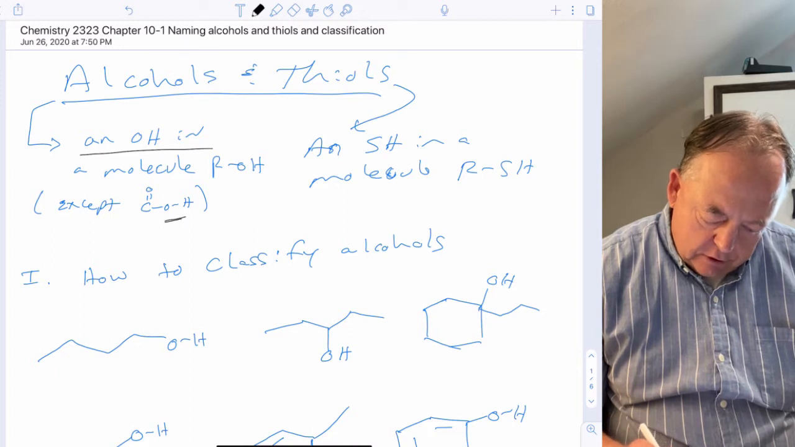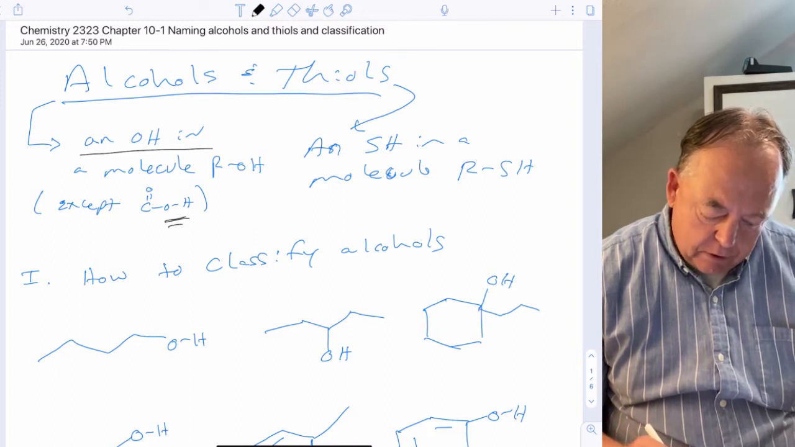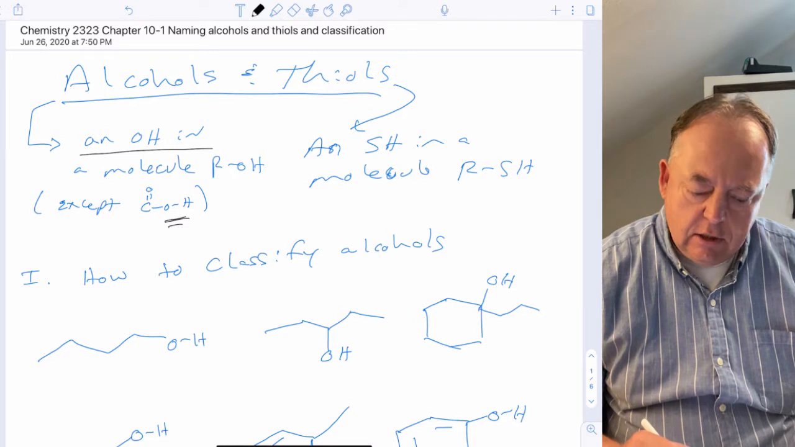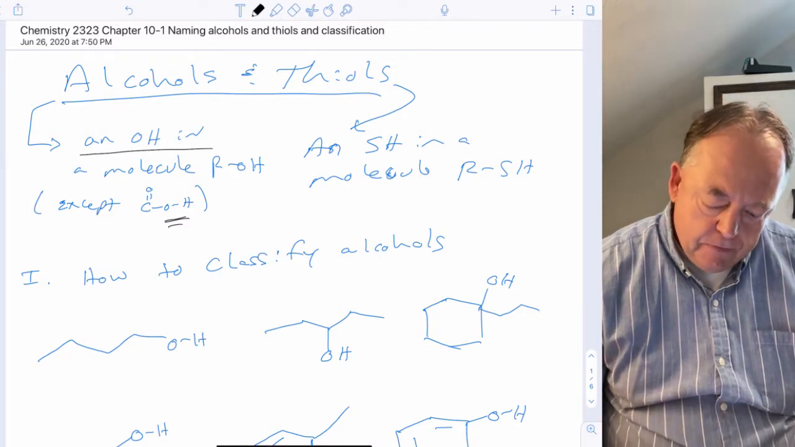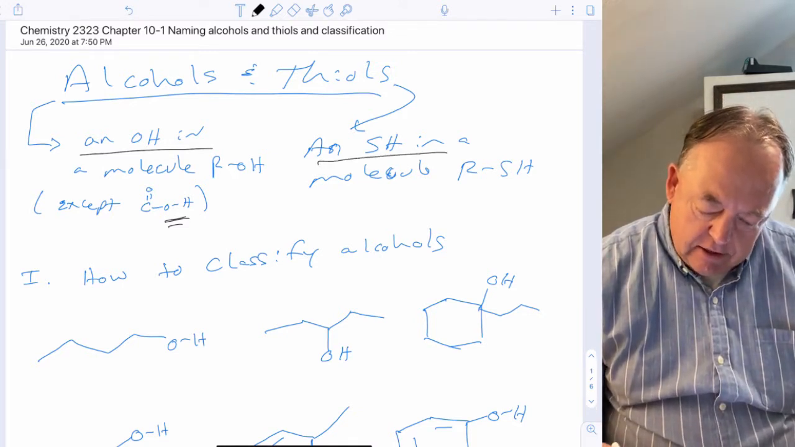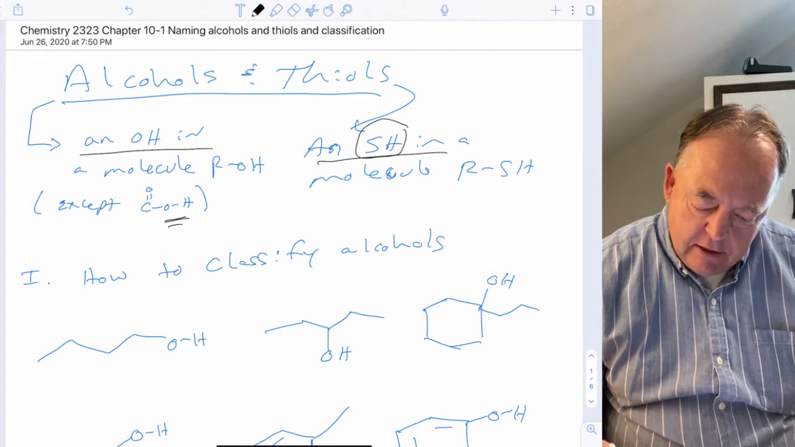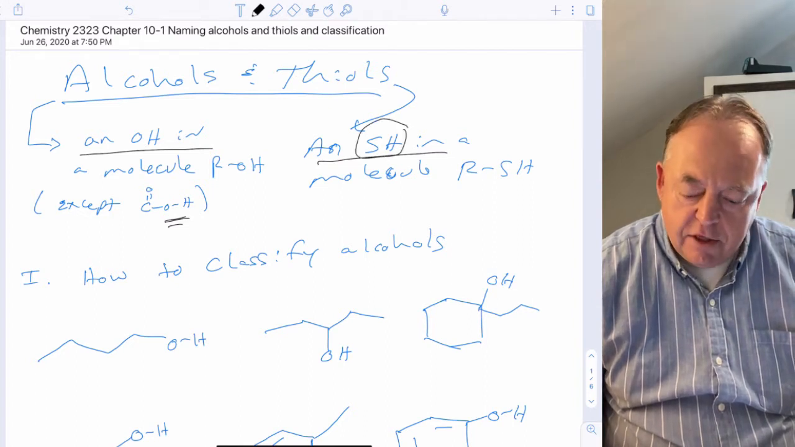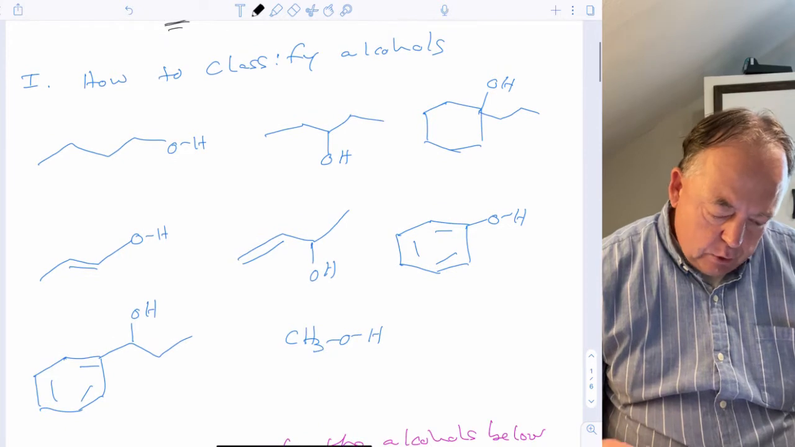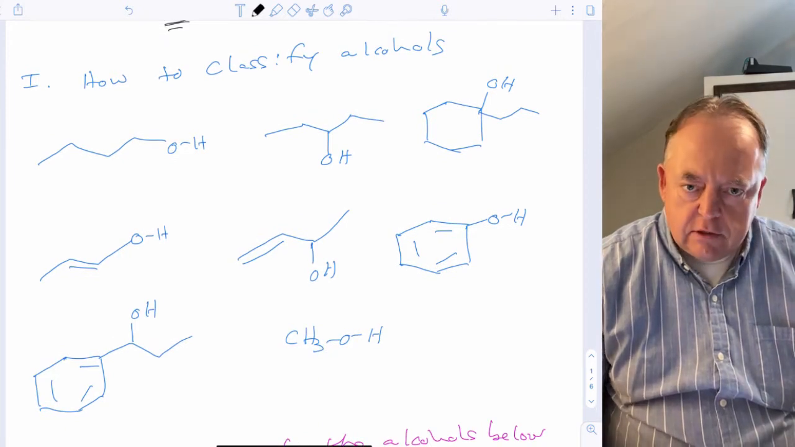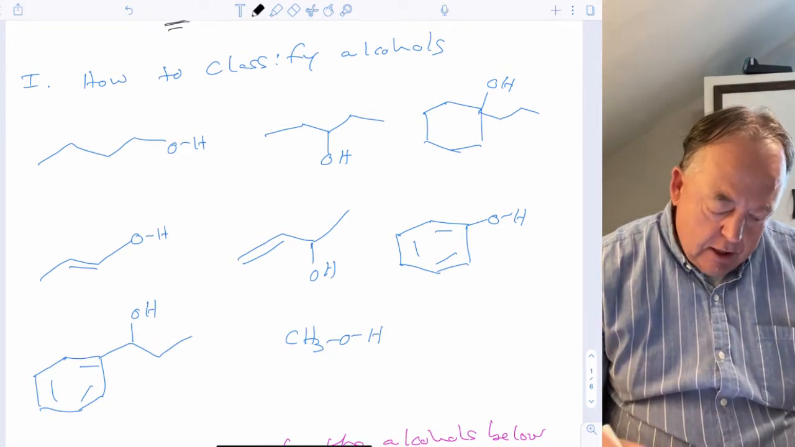Of course there's an OH in this functional group, but that's not an alcohol, right? If it's attached to a C double bond O, that's a carboxylic acid. And a thiol is any molecule that's got an SH attached to an alkyl group. So we've looked at how to classify them before, but let's go through some more examples to remind you.